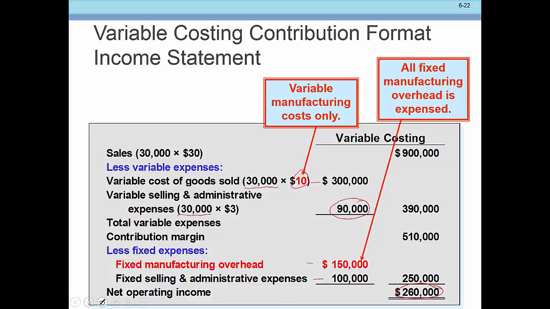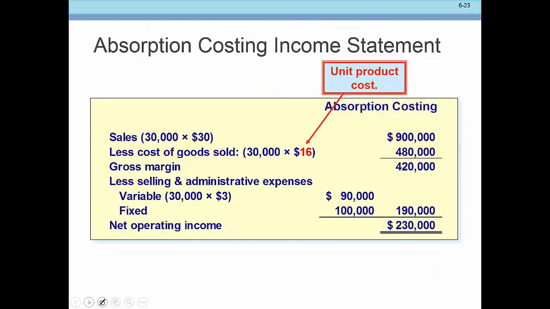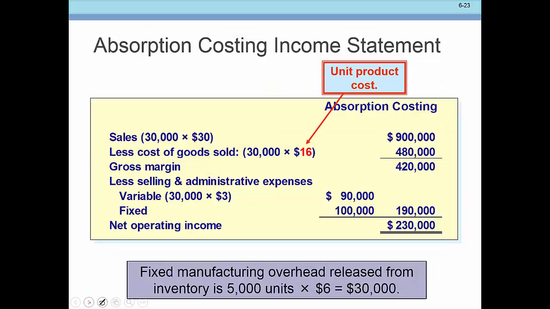When I go over to my buddy absorption now, I'm taking 30,000 times $16 per unit. And so now I'm going to grab those costs that were sitting on the balance sheet, and I'm going to expense them, right? Those costs were already expensed. The fixed costs were expensed last period under variables. We're taking them under absorption now.